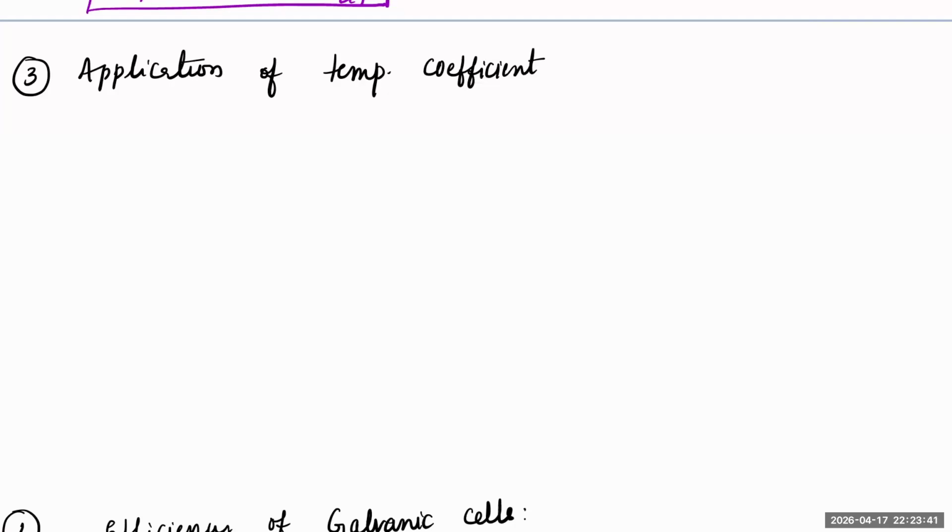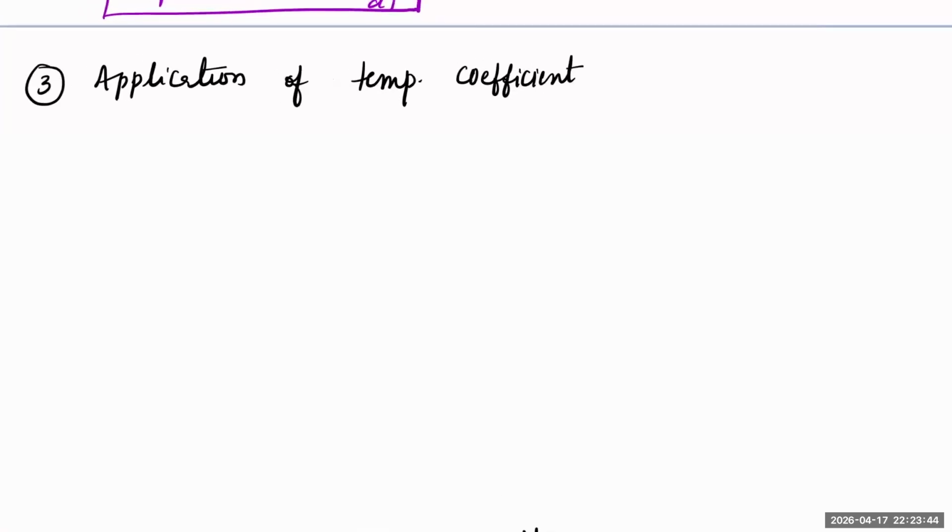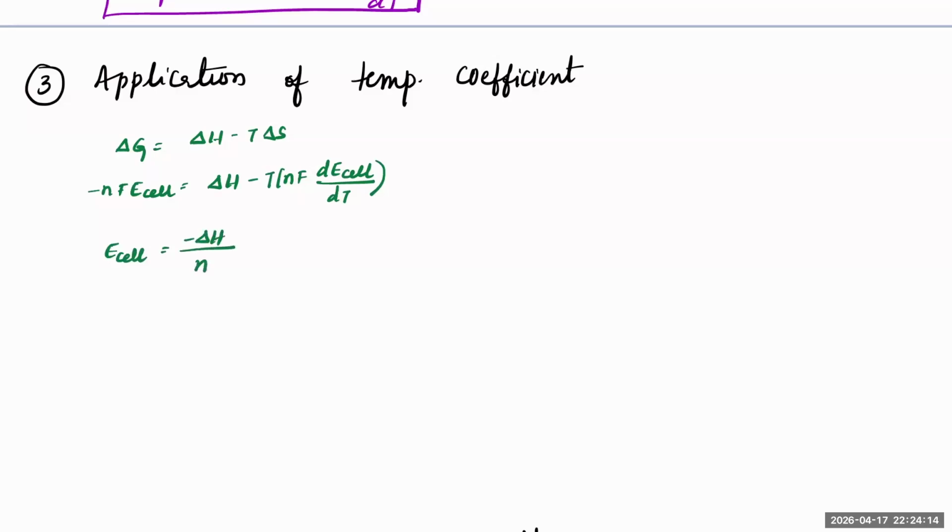Correct. So when it comes to temperature quotient, you have to realize that delta G is equal to delta H minus T delta S. And now I can write this as minus NF E cell is equal to delta H minus T into NF dE cell by dT. This is what we just did. So from here we can write E cell is equal to minus delta H by NF plus T times dE cell by dT.